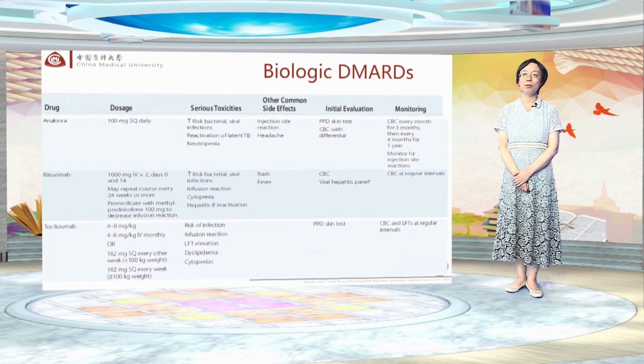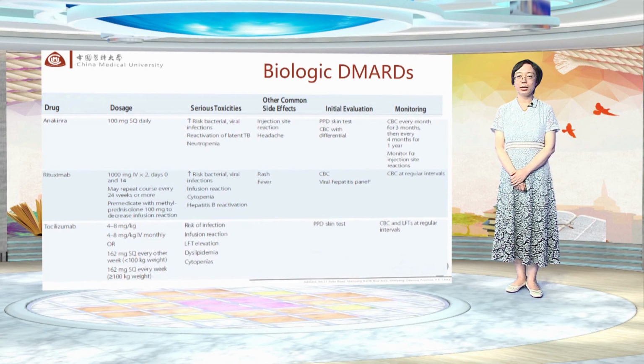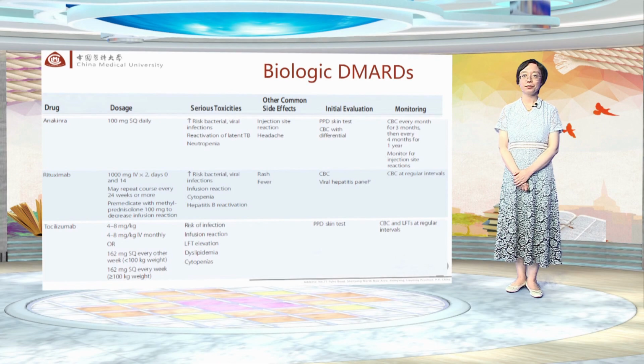Tocilizumab is a humanized monoclonal antibody directed against the membrane and soluble forms of the IL-6 receptor. It can effectively control joint inflammation and damage by inhibiting intracellular signaling pathways that affect the acute phase response, cytokine production, and osteoclast activation.